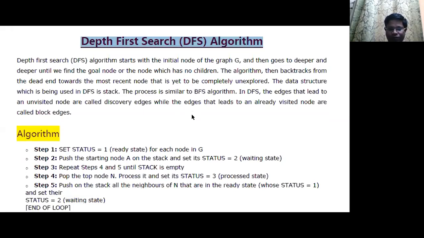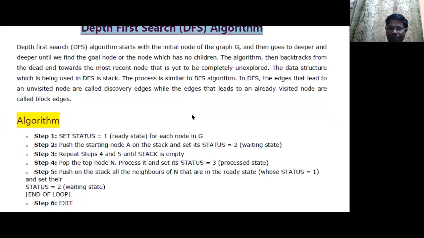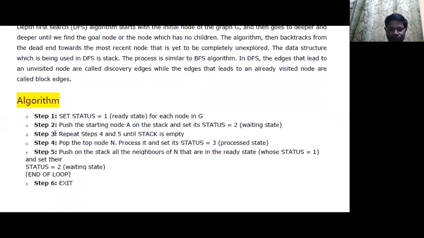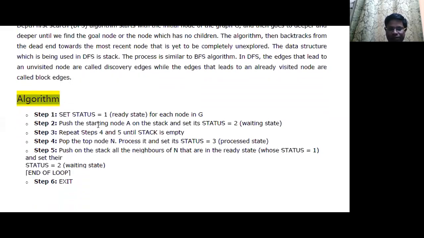So first, let us see the various steps that are involved in this algorithm. The steps used in depth first search algorithm are: first, we have to set the status, that is ready state, for each node in the graph G. Then we have to push the starting node A on the stack. Here we are using a stack, and in breadth first search we are using a queue. So first, push the starting node A on the stack and set its status again. We are using three numbers here, 1, 2, and 3: 1 for ready state, 2 for waiting state, and 3 for processed state. Then repeat steps 4 and 5 until the stack is empty.